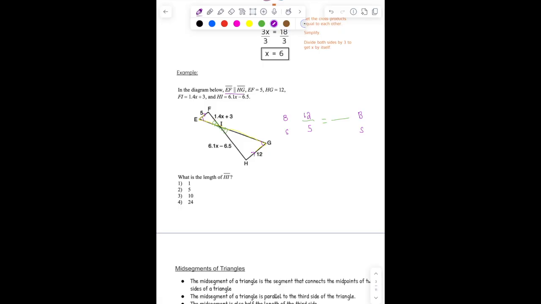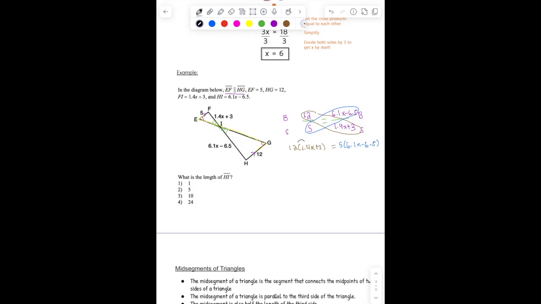The only other side I have from the big triangle is 6.1x minus 6.5, and that corresponds to 1.4x plus 3. Not the nicest numbers here, so hopefully you do have your calculator next to you. So when we cross multiply, we're going to multiply this way first. 12 times 1.4x plus 3. And then that's equal to the product of these two terms, 5 times 6.1x minus 6.5.